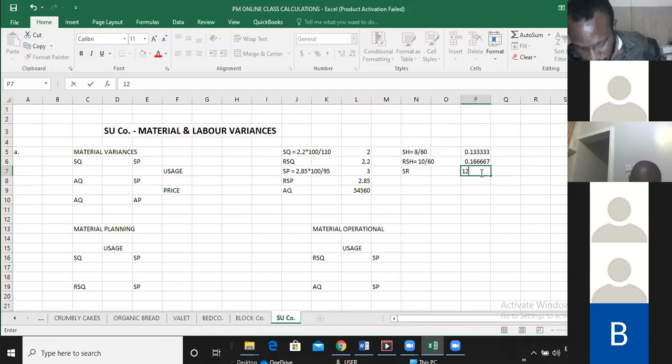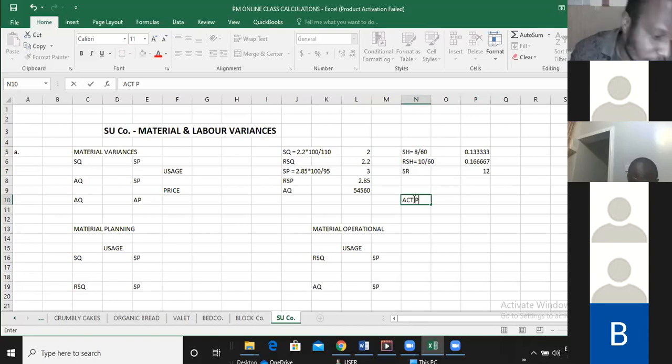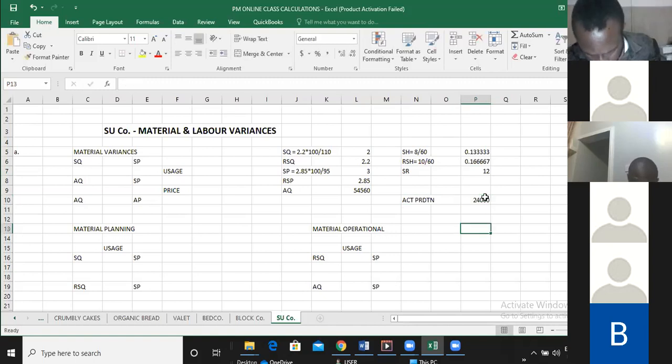Now our budgeted production and our actual production. I think we need only actual production. We never need budgeted production. So actual production. Our actual production is 24,000. All right, so that's that. I'm still very bothered about my actual price. I'm not seeing it anywhere. Yeah, I rushed through.